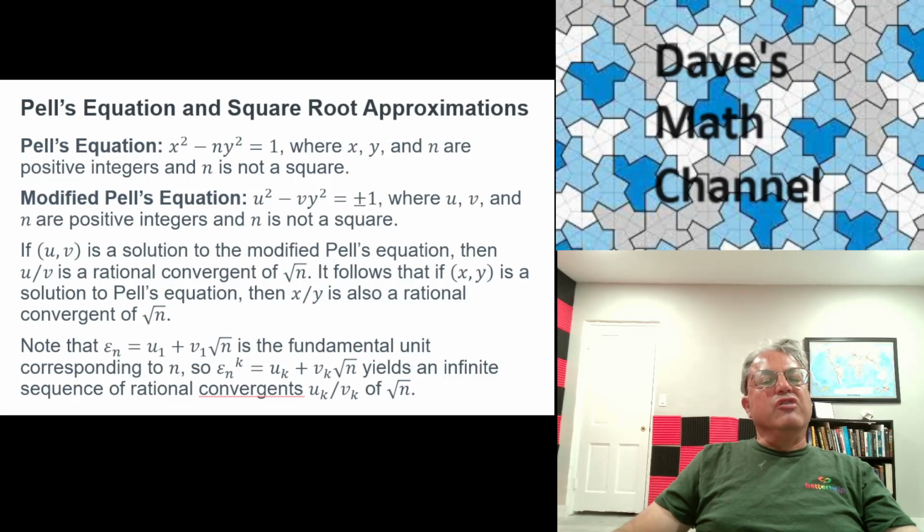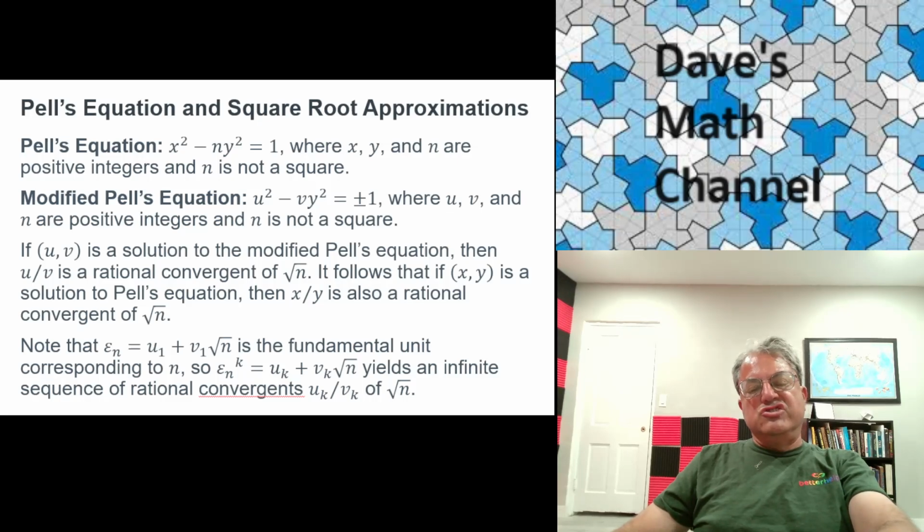I think I made a typo on the modified equation. That should be u squared minus n v squared equals plus or minus 1. But anyway, you get the idea. So that's what we want to do. We want to find these solutions, and that'll give us our rational convergents.